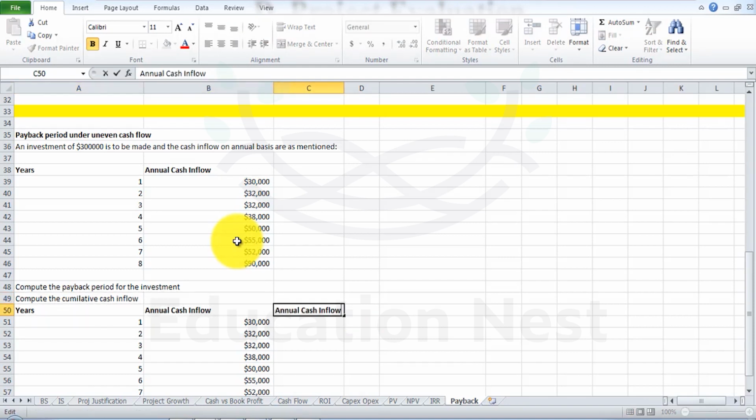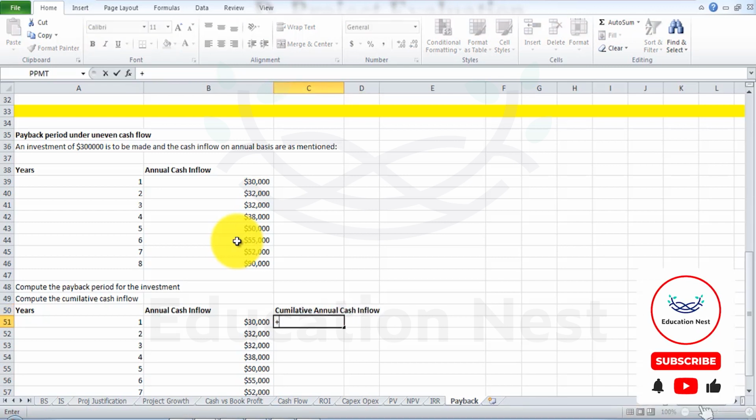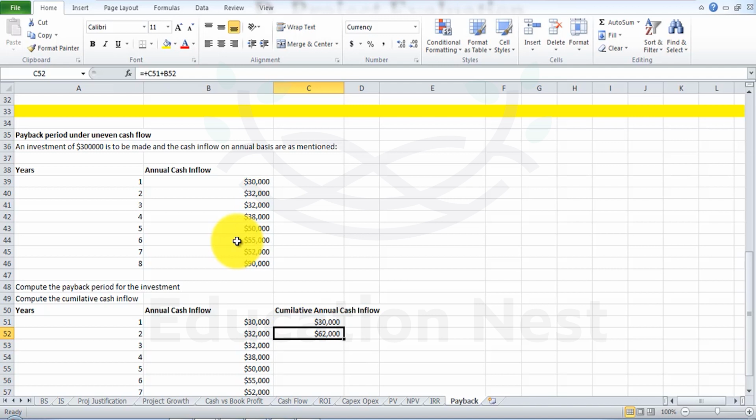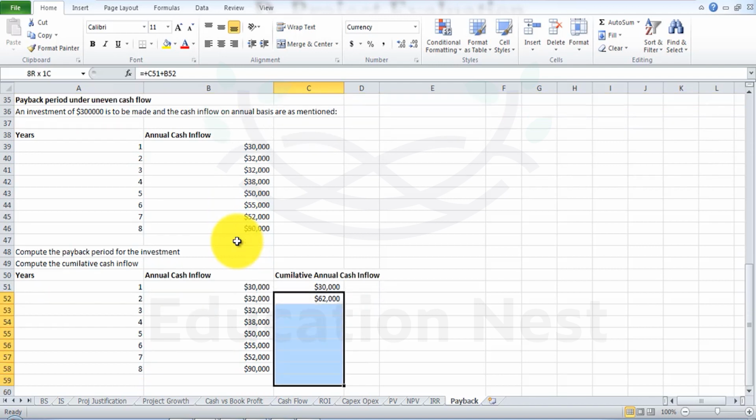I think it's getting too long, guys. Just hold on a while, we're nearing the end. Cumulative cash inflow is going to be the previous cash inflow plus the current cash inflow, and we're going to drop it down across, right? So it's 30,000 for the first year, second year 30,000 from the previous year plus 32,000 from the current year, that's 62,000. For the third year, 62,000 from the previous year plus 32,000 from the current year, 94,000, and so on.